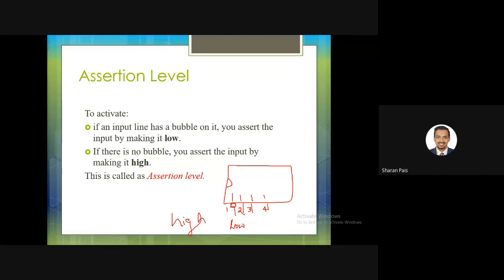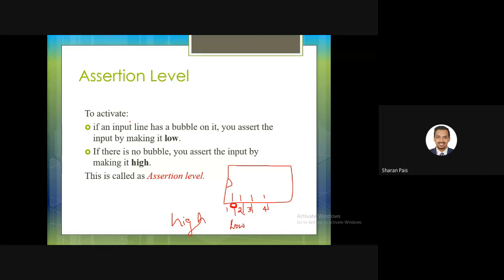Because inside I have a bubble, it means I have a NOT gate, an inverter, which is inverting whatever signal you are giving. So with respect to your logic, if you want to give high, give it low, because I am making it high inside for some reasons. Fine. So if you have such bubbles in the pin diagram of any IC, you have to give a reverse signal for that. That is your assertion level.